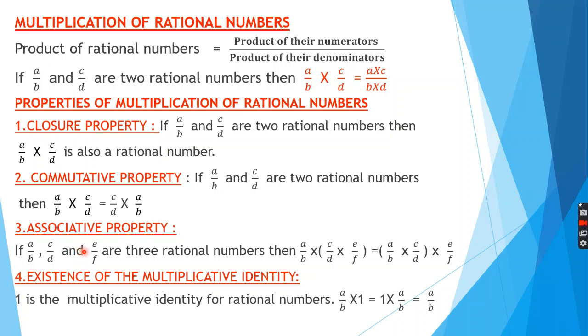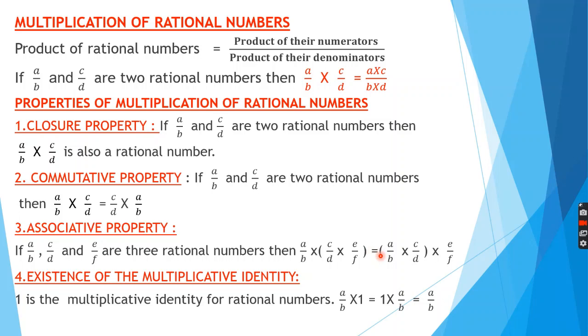Next is the associative property. If there are three rational numbers, a by b, c by d and e by f, then a by b into c by d, into e by f, is equal to a by b into c by d into e by f. That is, if you multiply two rational numbers first and then multiply the next rational number, or if you multiply the first rational number with the product of the other two, the answer is the same.